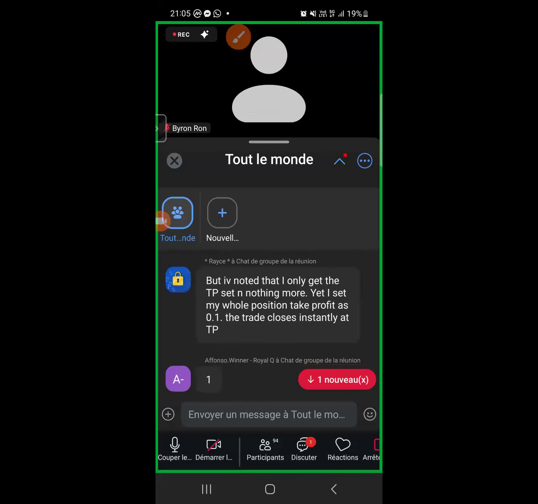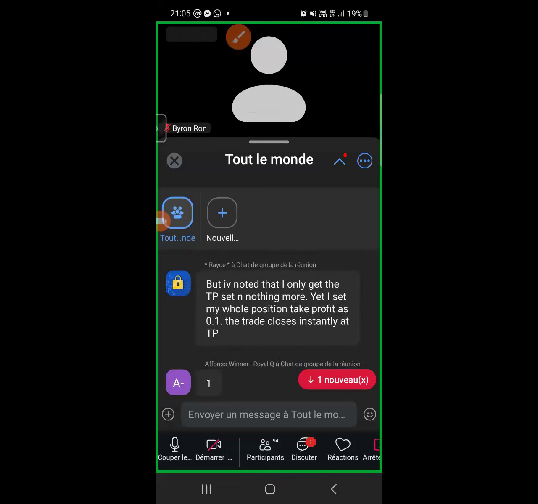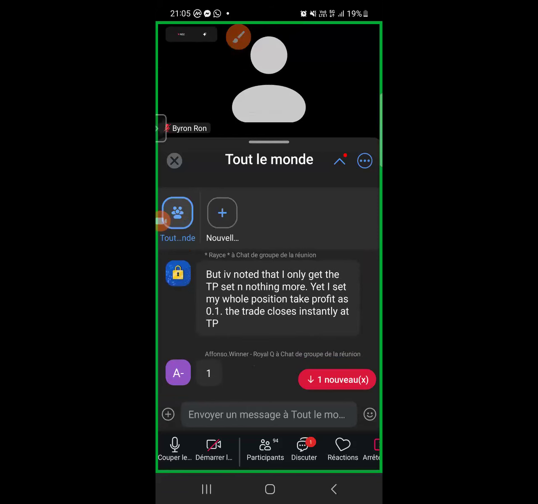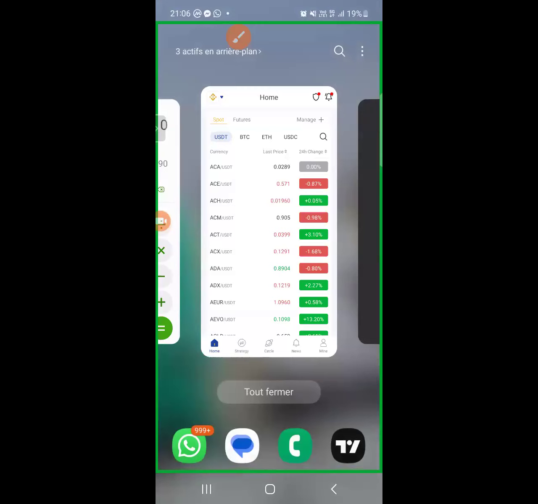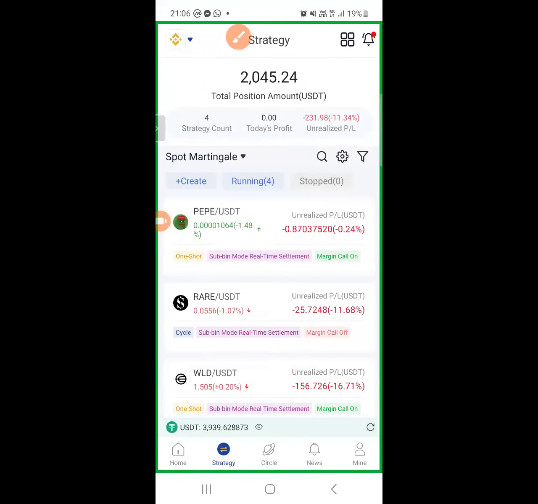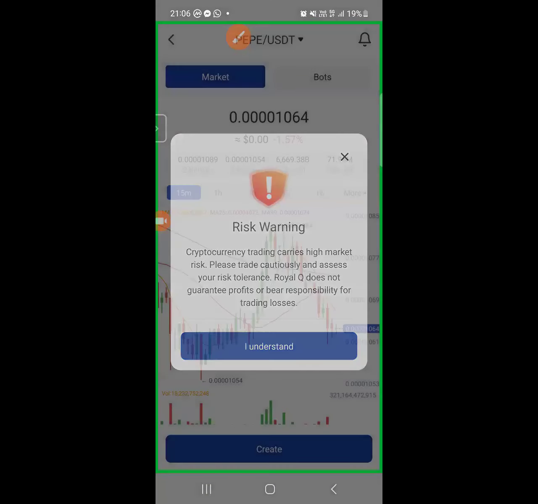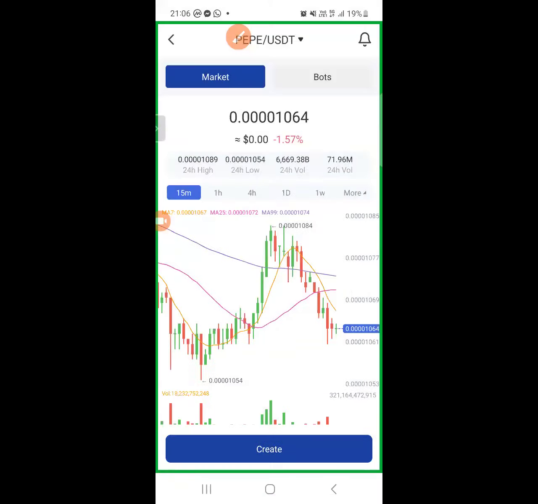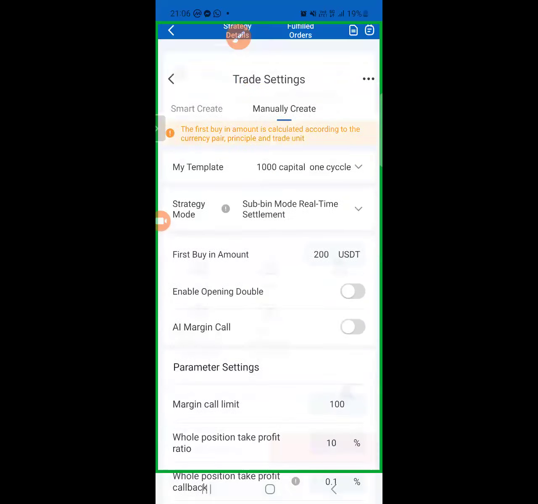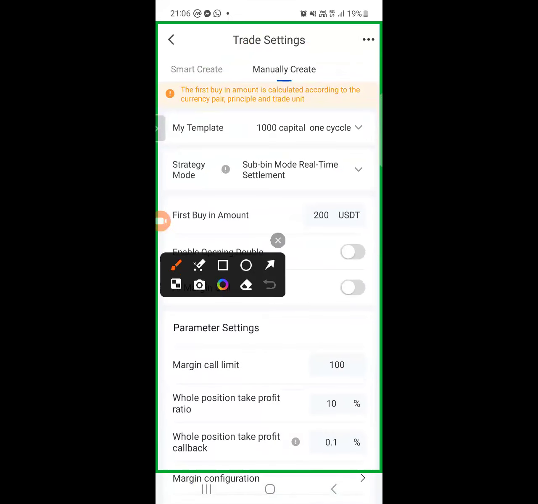Okay, but I have noted that I only get the take profit set and nothing more, yet I set my whole position take profit as 0.1. The trade closed instantly at the take profit. Yeah, I will explain to you. If you set the take profit, let's go here. For example, by setting that 0.1, it doesn't mean it will by force give you the more extra profit. This 0.1, if you put it here, it means sometimes the coin will hit that.